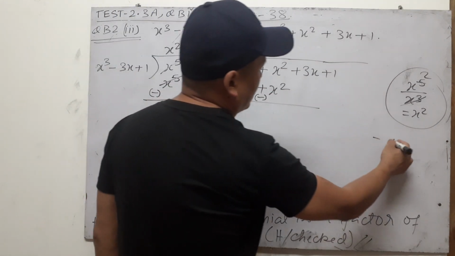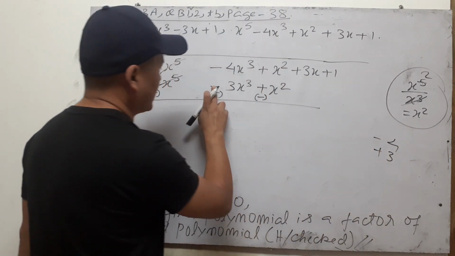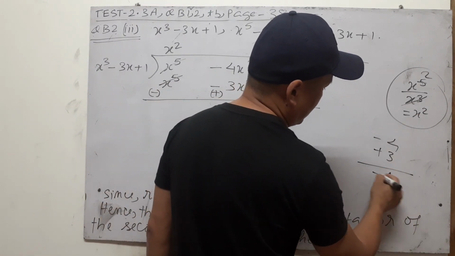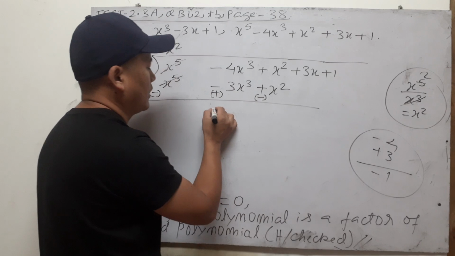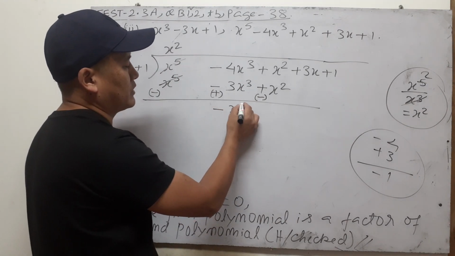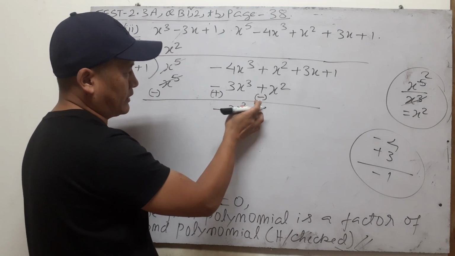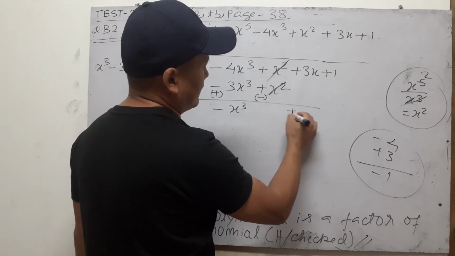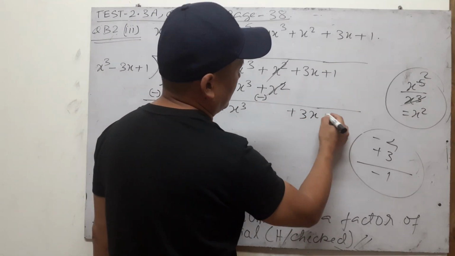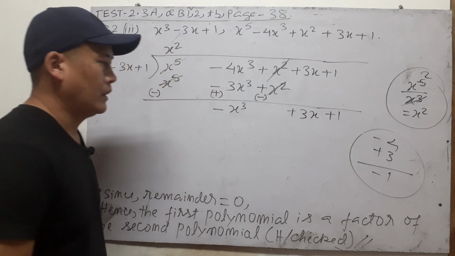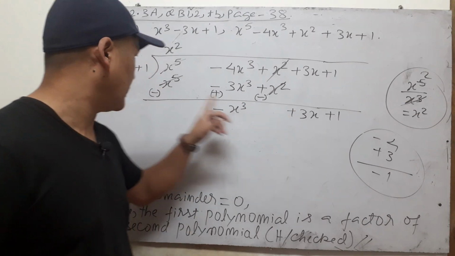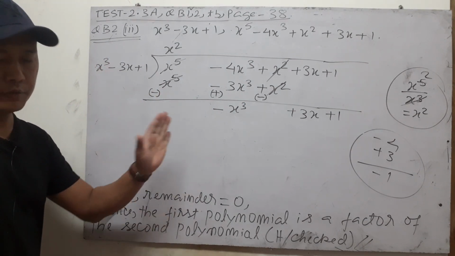Minus 4, the bigger one, plus 3, because this has been changed from minus to plus. Subtract: 4 minus 3 is 1, the bigger one is minus, so minus 1, which means no need to write the 1, minus x cubed. Then minus x squared plus x squared is also 0. So write the next one, plus 3x, next plus 1. Now this remainder has x to the power 3, degree 3, and here the degree is 3. Equal, so we have to go one more step.